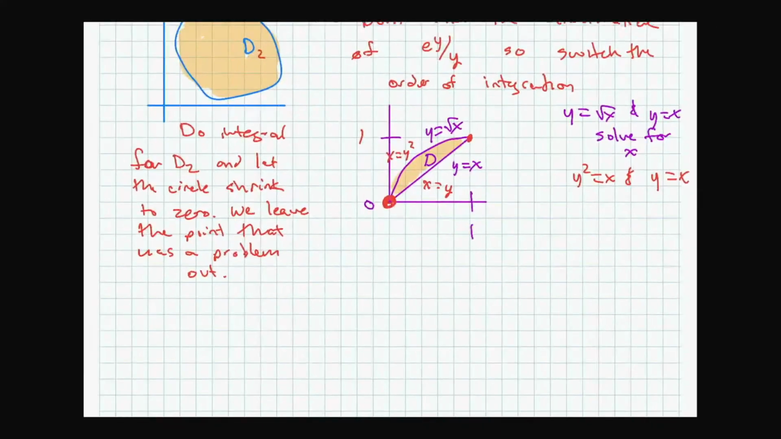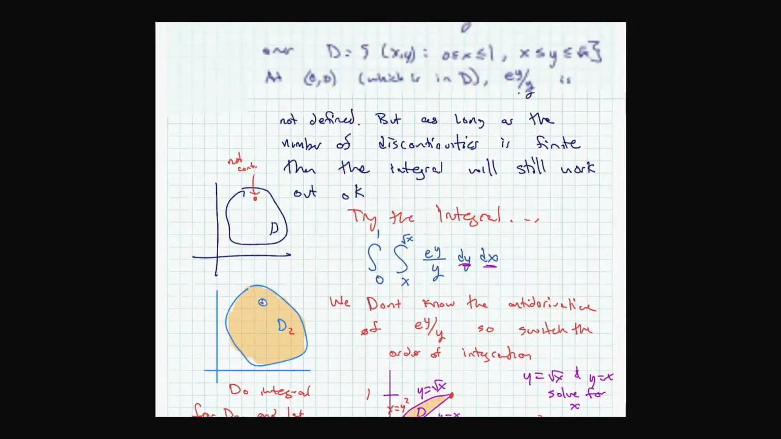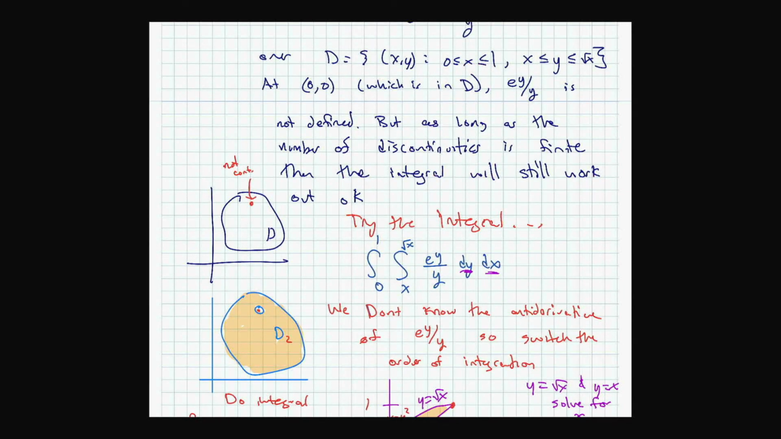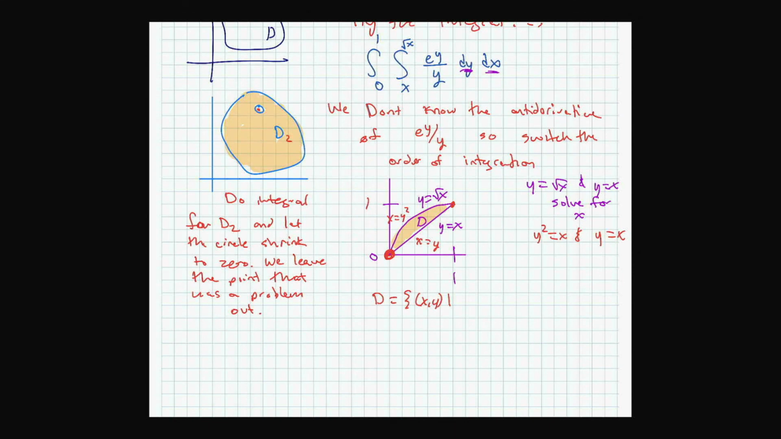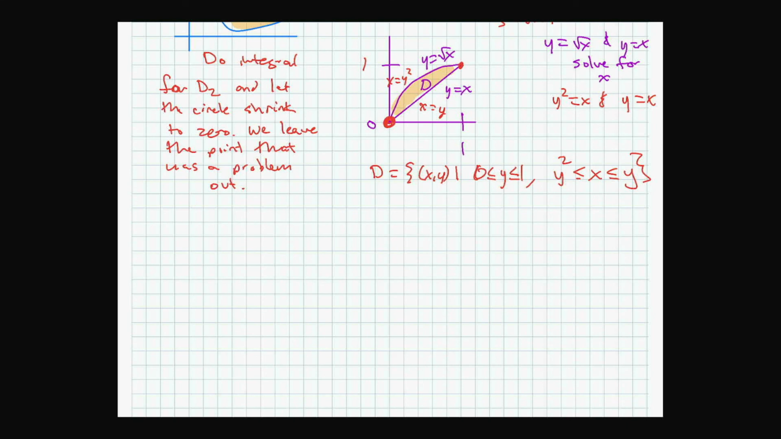Once you do that, we can say that D is the D that they wrote, but instead of x between 0 and 1, we could call it y between 0 and 1. And then for x, the left-hand curve is y squared, and the right-hand curve is x equals y. And so that's the other way to write the region. So we switch the variables. The integral we could do is this.